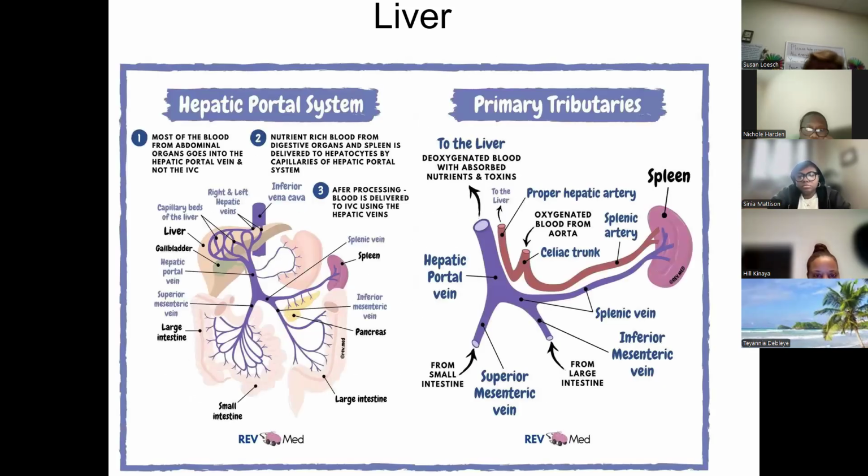All right, so in your liver, you have something called a hepatic portal system. And most of the blood from the organs in the abdomen goes into that hepatic system. The nutrient-rich blood from your digestive organs and your spleen is delivered to hepatocytes. Now, hepatocytes are just your liver cells. After processing, blood is delivered into the IVC using the hepatic veins. So your IVC there is your inferior vena cava.